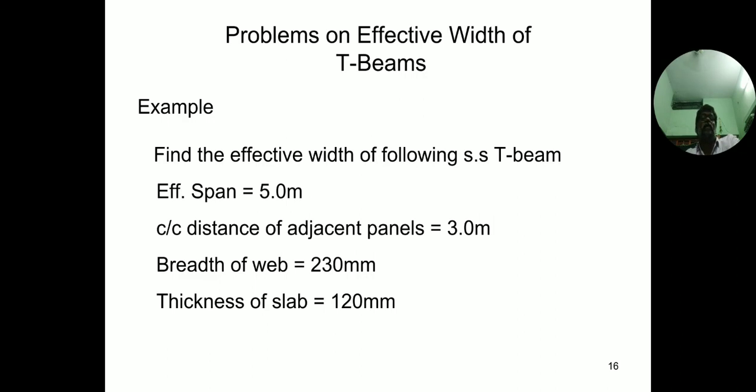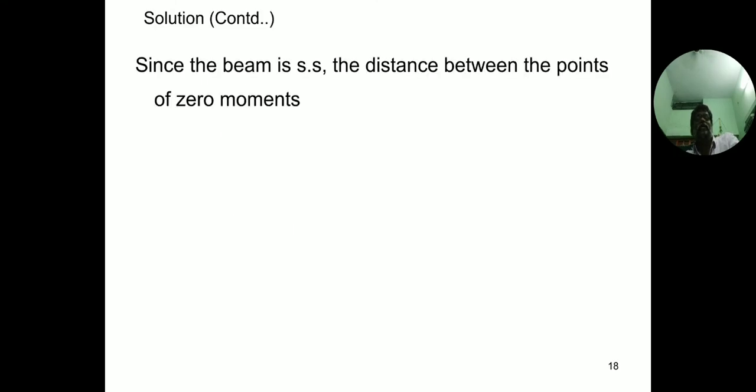Note down the problem. Find the effective width of the flange of the following simply supported T-beam. Effective span 5 meters, center to center distance of adjacent panels 3 meters, breadth of the web 230 mm, thickness of the slab 120 mm. Data: 5 meters, BW 230, DF 120.